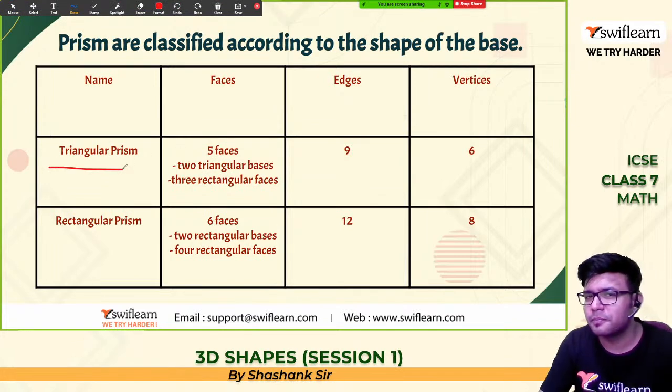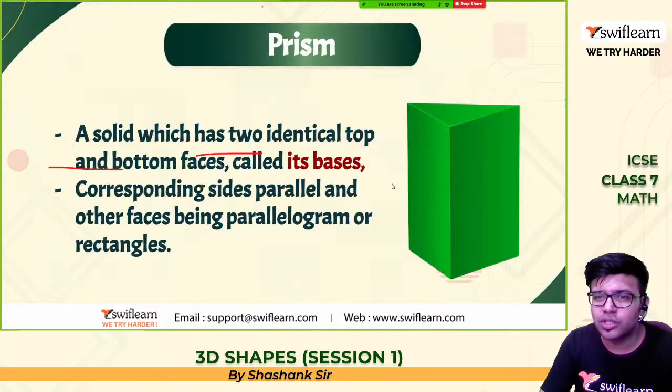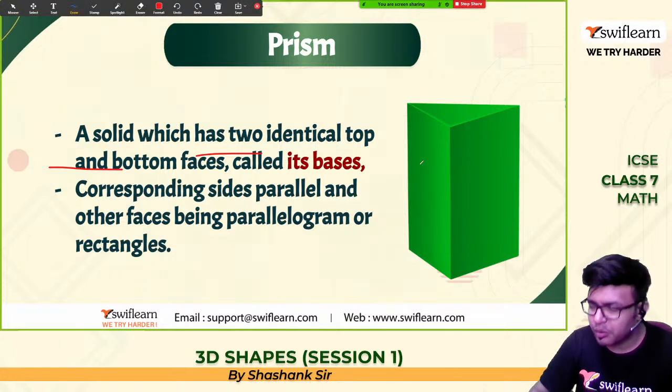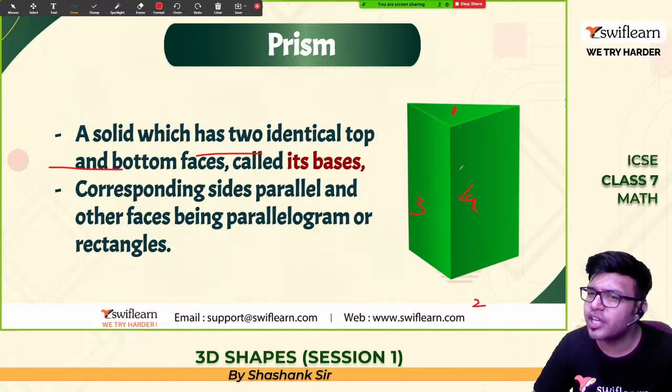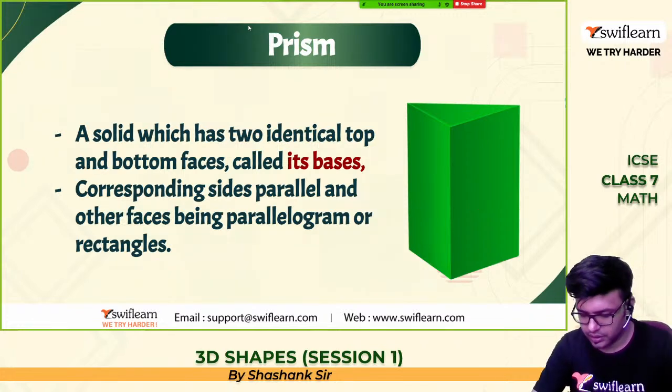Triangular prism. It has five faces. Okay, so where is it? Look here. This one was a triangular prism. So bottom one face, top one face, two faces. This one is, let me mark it. Top one, bottom second. This is third, fourth, and at the back there is one which is hidden, that is fifth. So triangular prism has five faces. Yes.